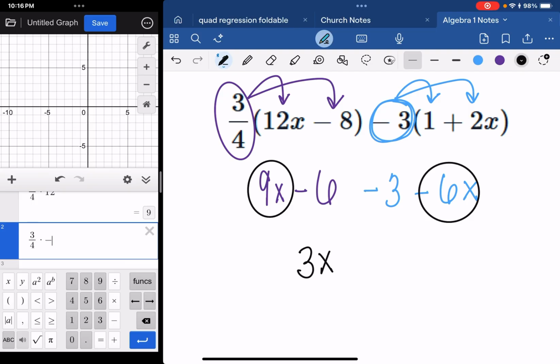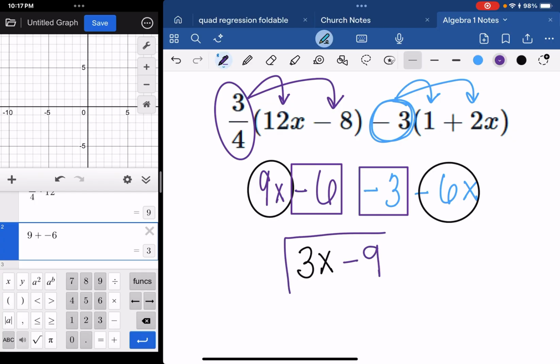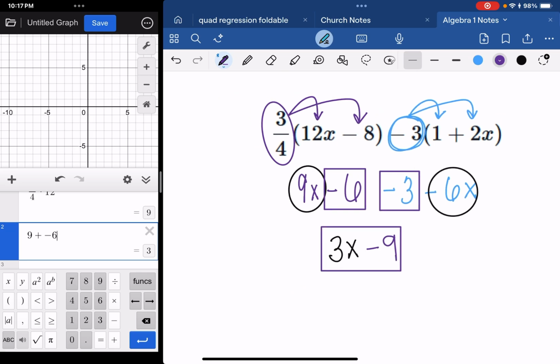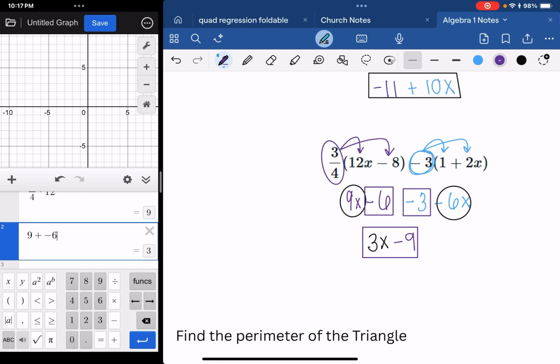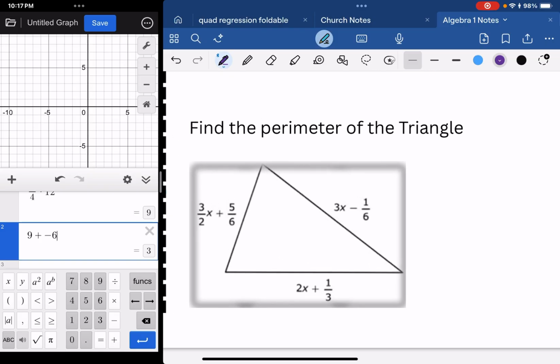Again, if you don't know what that is, you can come over here. And when I'm combining, I just add the numbers in front. So it's 9 plus a -6. Plus a -6. There we go. And that's a 3x. And then we're going to box in our constants. So that's -6 plus a -3, which is a -9. And that is our answer. That is our expression.